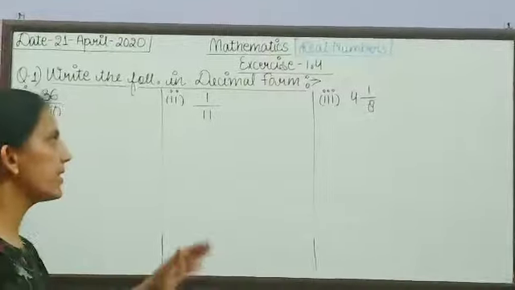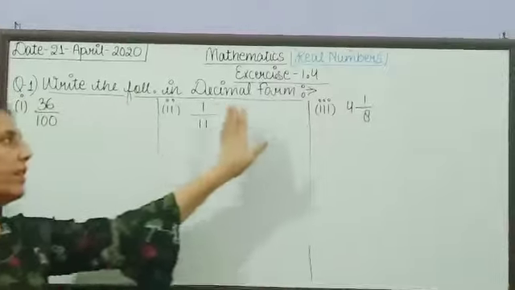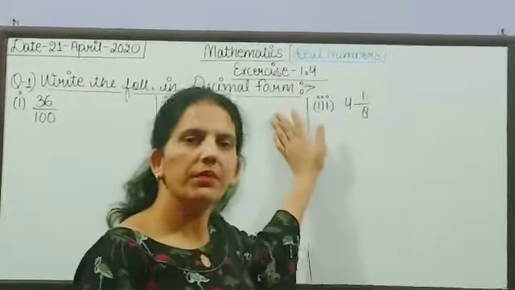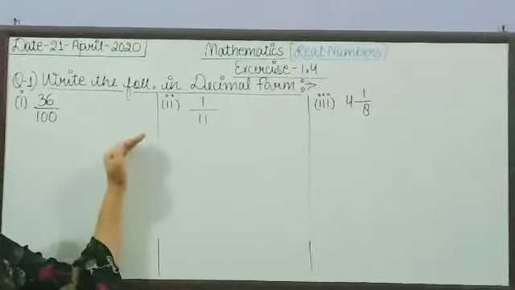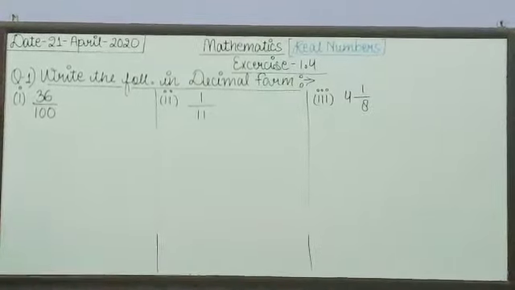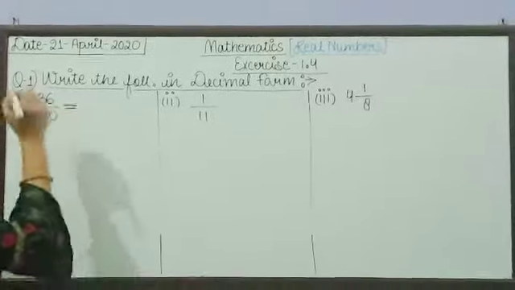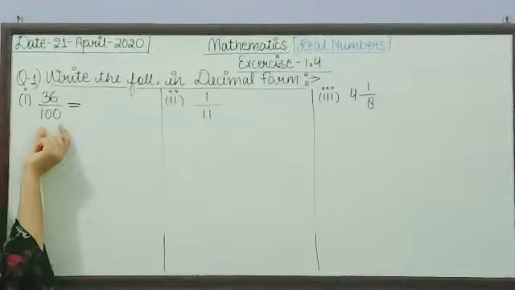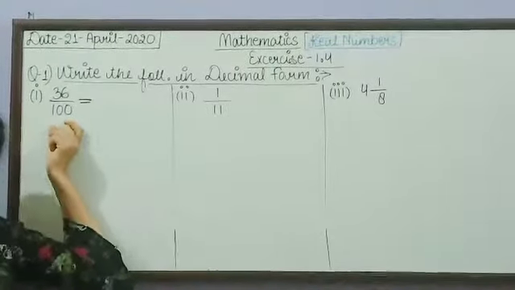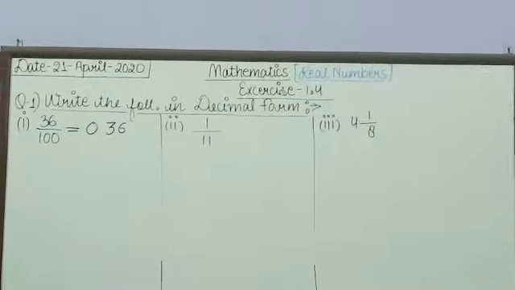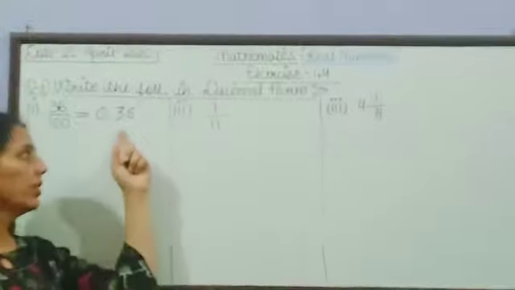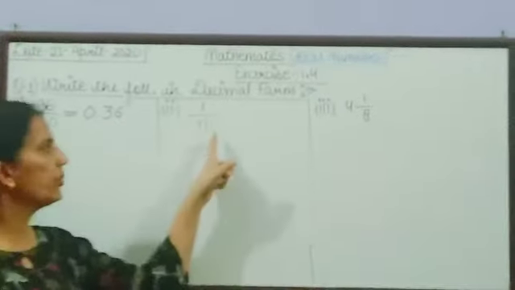In ninth class, exercise 1.3, the first question was to write the following in decimal form. You might remember, right? This was the question in ninth class. If I want to convert it into decimal form, how will you convert? In this question, you know that if in the denominator you have two zeros, then directly I can write it in the form of decimal expansion. So your decimal expansion is 0.36.